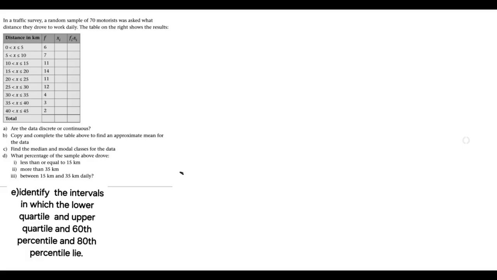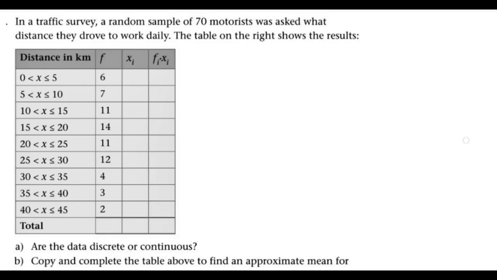Now this is the question in front of me. This is the last question for grouped data. I want to show you this exam type question, then I will show you the histogram. The question says, in a traffic survey, a random sample of 70 motorists was asked what distance they drove to work daily. The table shows the results. This is distance in kilometers, with the class intervals and frequency, and it gives you the xi and fi xi table as well. The first question asks, are the data discrete or continuous?